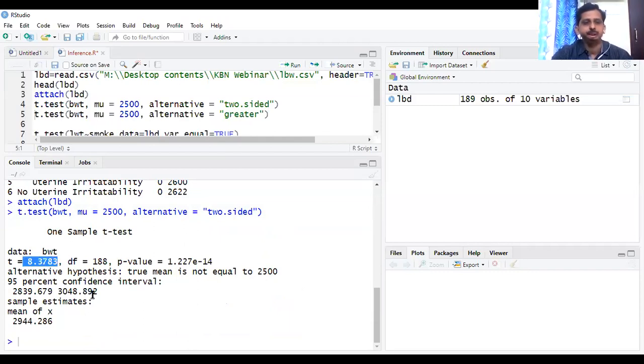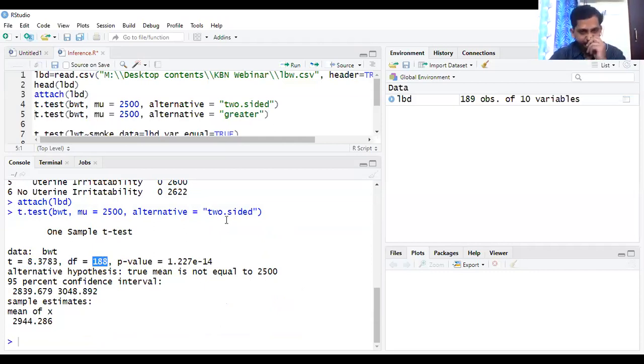What is the mathematical formula behind the T statistic? It is X bar minus mu naught, into root n by S, distributed according to T with n minus 1 degrees of freedom. So n minus 1 is 188. The p-value is 1.227 e to the power of minus 14. It is very small, essentially 0.0000.